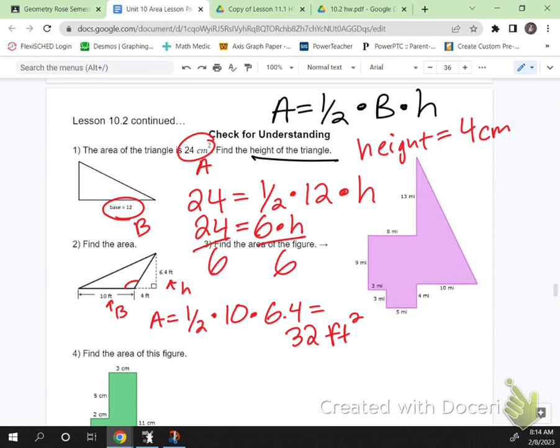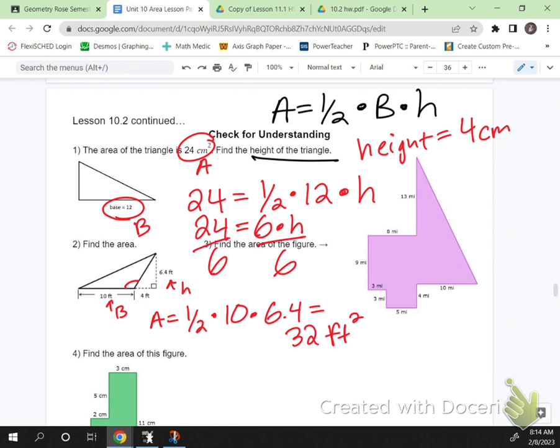Numbers 3 and 4 are composite problems. Composite means multiple shapes. We're going to add them together. Let's do one of them. Which one do you want to do, 3 or 4? 4. We're running out of time for homework. Great, we'll do 4.